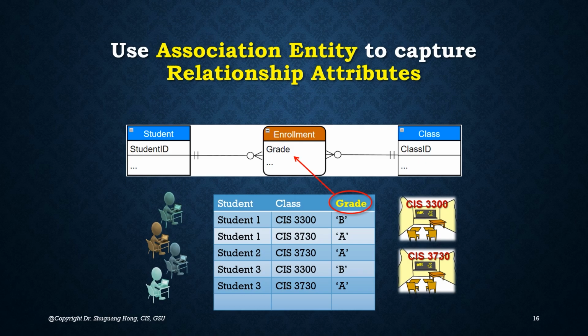The cardinalities from student to the association entity enrollment is the original cardinalities to class. The cardinalities from class to enrollment is copied from the original cardinalities to student. If you have any doubts about the cardinalities, please rewind the video to see the original cardinalities before converting the relationship to an association entity. In summary, we introduced the concept of association entity to capture relationship attributes.